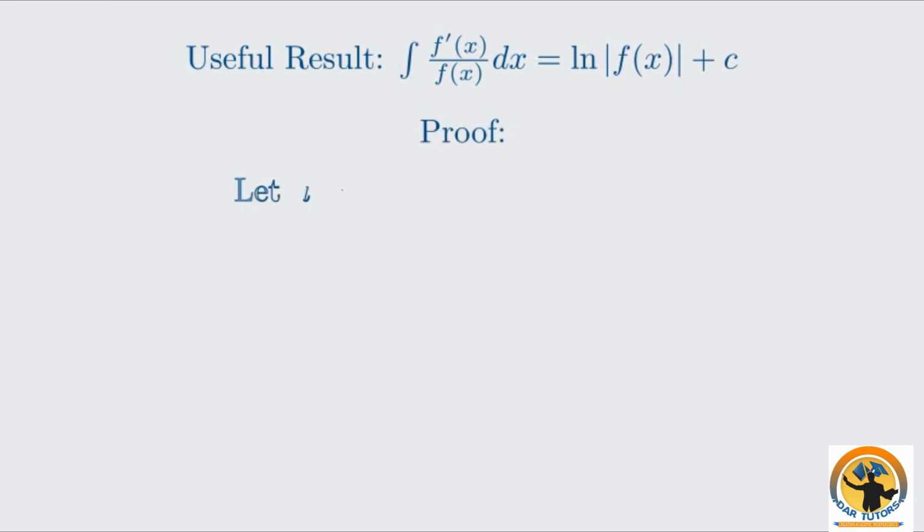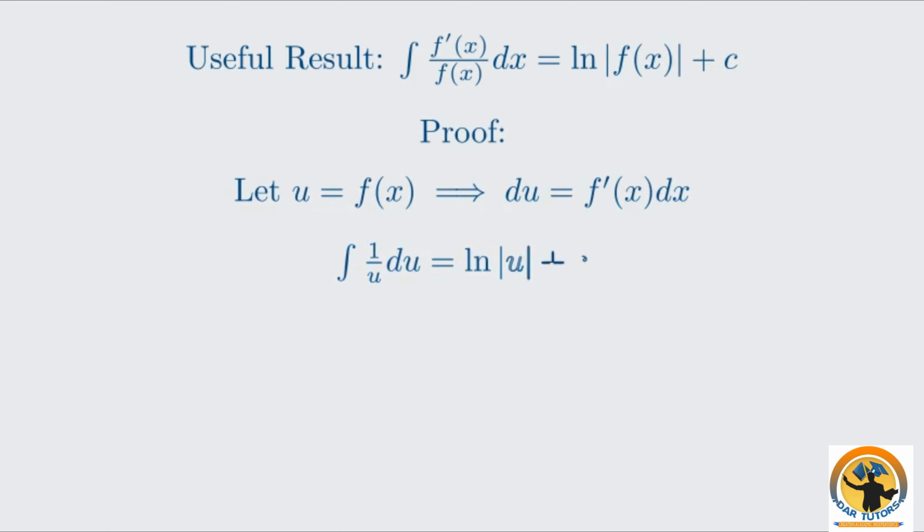A very useful result that often arises from substitution is the integral of a function's derivative over the function itself. Consider the integral of f prime of x divided by f of x. If we let u equal f of x, then du is f prime of x dx. The integral becomes the integral of 1 over u du, which is the natural log of the absolute value of u. Substituting back, we get the natural log of the absolute value of f of x plus c. This is a pattern you should learn to recognize. Let's apply it to an example.